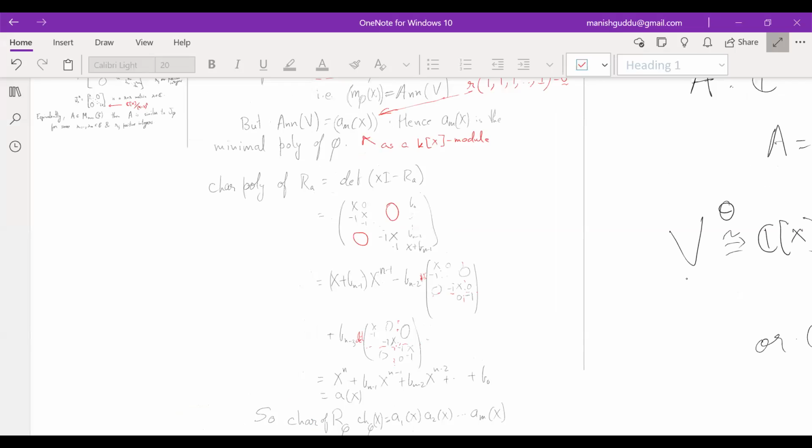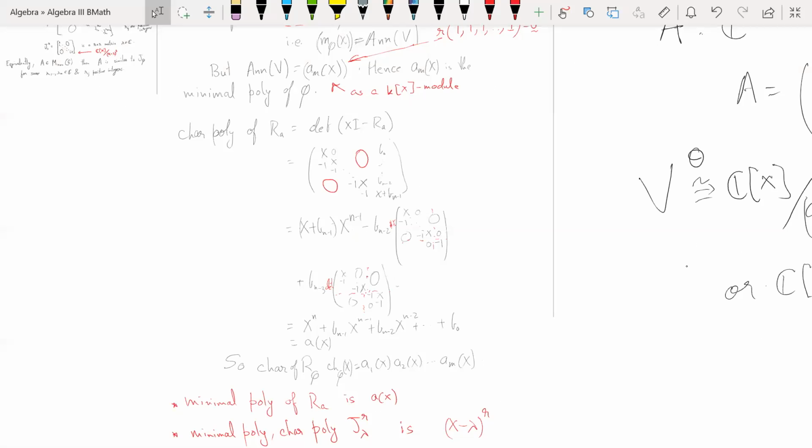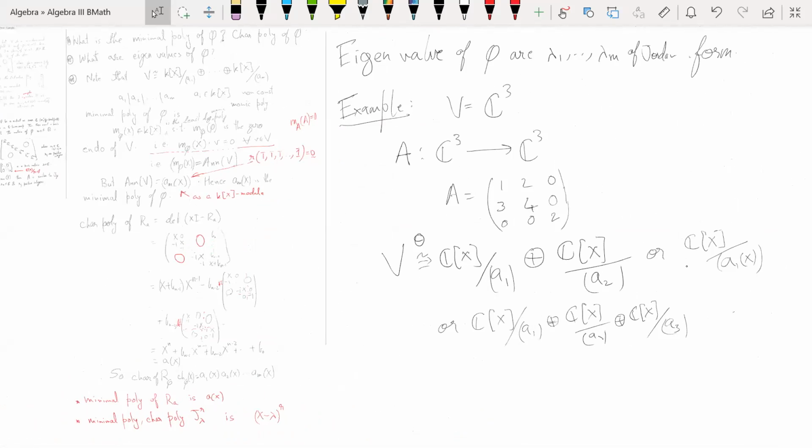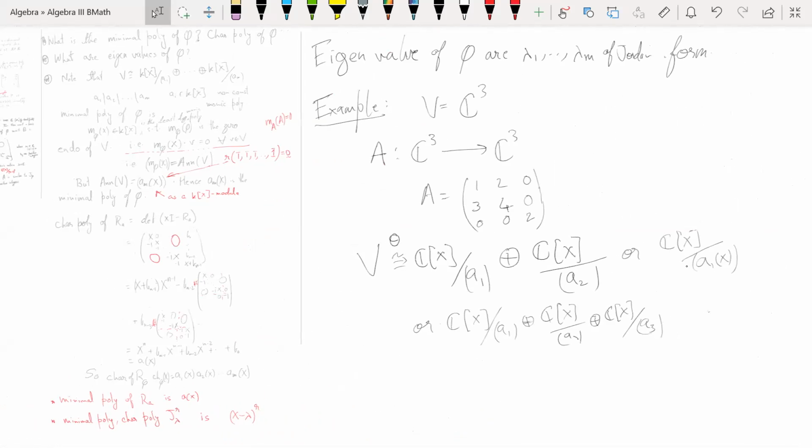Okay, so let's do one example now. How do you compute the Jordan form or rational canonical form of a matrix? Let's try to do it by hand first. Suppose V is this C^3 and A is some matrix: 1, 2, 1, 2, 0, 3, 4, 0, and 0, 0, 2.